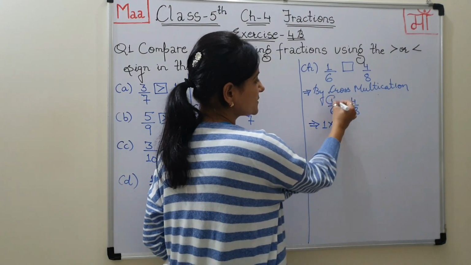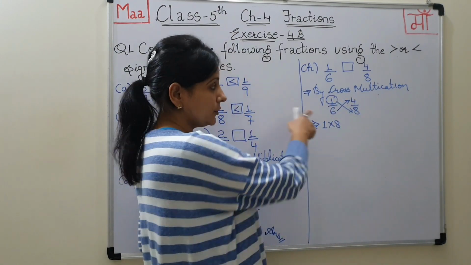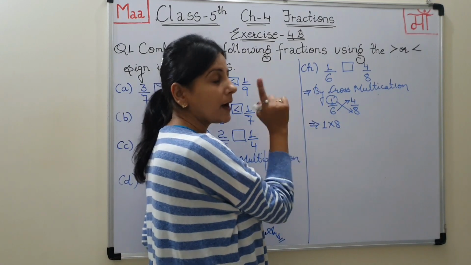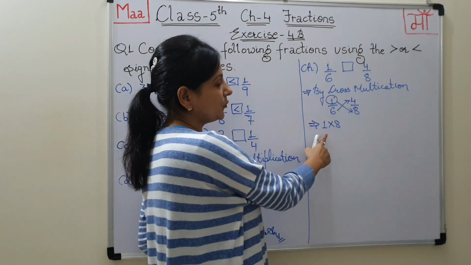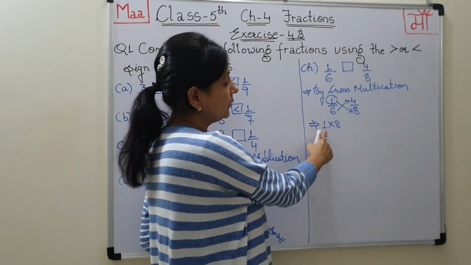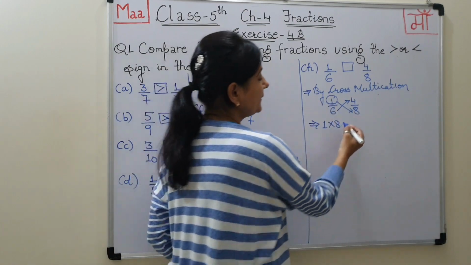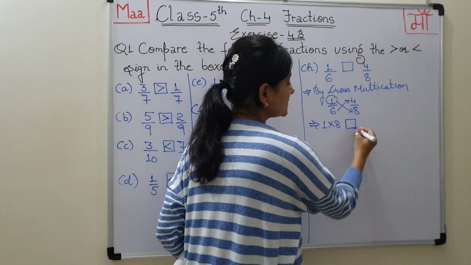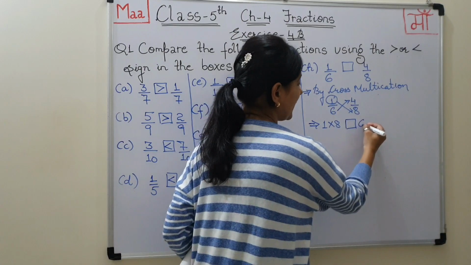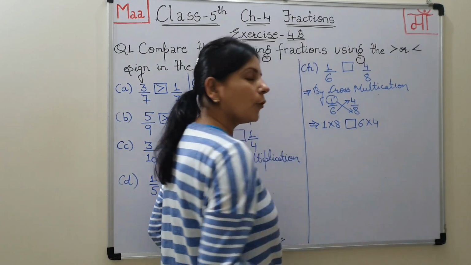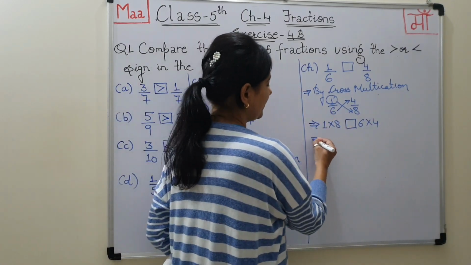Remember students, firstly you will write this numerator of left hand side. आप हमेशा left hand side का numerator पहले लिखेंगे. Okay? So 1 will be multiplied by 8 and other side make a box in the center. 6 will be multiplied by number 4. Okay? Now multiply it in next step.